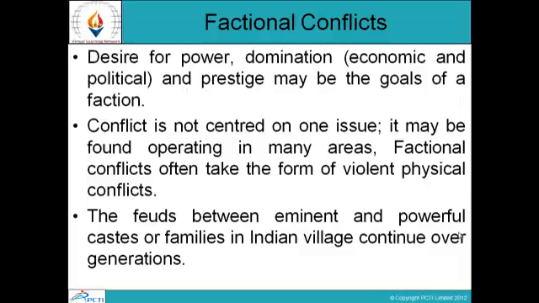Desire for power, domination, economic and political, and prestige may be the goals of a faction. Conflict is not centered on one issue, it may be found operating in many areas. Factional conflicts often take the form of violent physical conflicts as well. The feuds between eminent and powerful castes or families in Indian villages continue over generations.